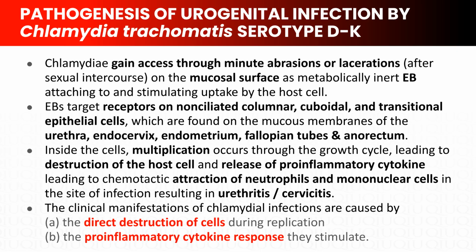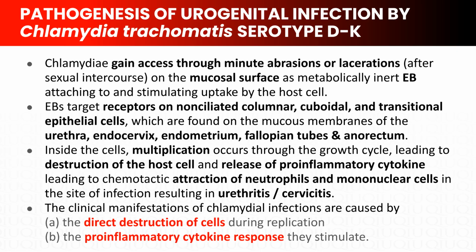The accumulation of these inflammatory cells at the site of infection results in the clinical manifestations we observe, such as urethritis in men and cervicitis in women. There's direct destruction of epithelial cells during the replication cycle. This causes tissue damage and disrupts the normal epithelial barrier. Also, there's the pro-inflammatory cytokine response, stimulated by the infection. This immune response, while attempting to clear the infection, actually causes much of the symptomatic disease, and, in cases of chronic infection, leads to scarring and long-term complications.